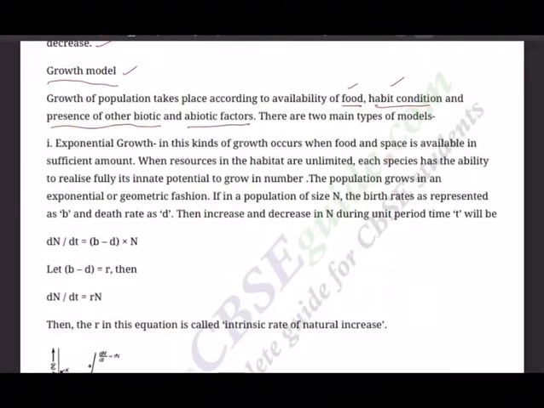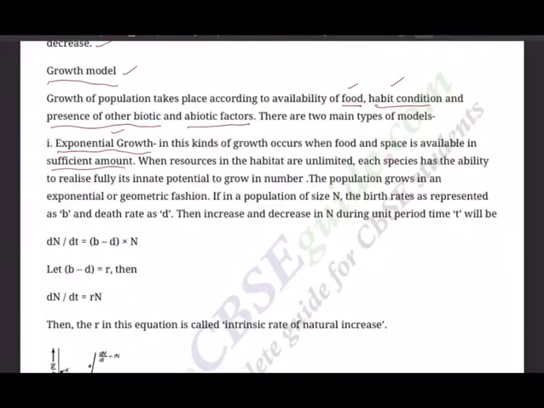So there are two main types of growth models. One, exponential growth. As the name says, exponential, it grows ahead and ahead. This kind of growth occurs when food and space are available in sufficient amount. A lot of food is available, there is no scarcity of food and space. So naturally, there is no stoppage for the populations to increase their numbers.